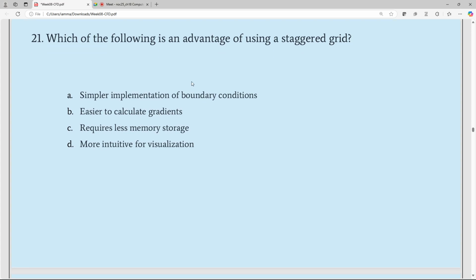Which of the following is an advantage of using staggered grid? We have discussed many of them. So the question is asking again, which of the following is an advantage of using staggered grid? Option A, simpler implementation of boundary condition. Option B, easier to calculate the gradients. Option C, requires less memory storage. Option D, more intuitive for visualization. So which among the following is an advantage of using staggered grid?